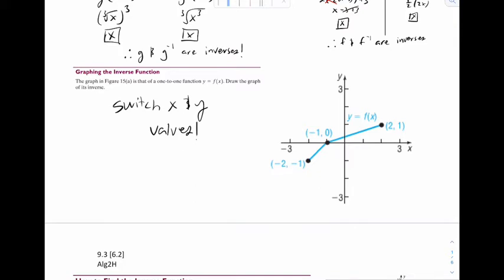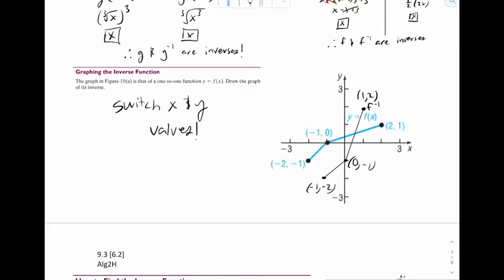So look at this. This is -2, -1. So the inverse is going to be -1, -2. This one is -1, 0. So you write 0, -1. This one is 2, 1. So 1, 2. And then sketch. And right here is the graph of your inverse function.